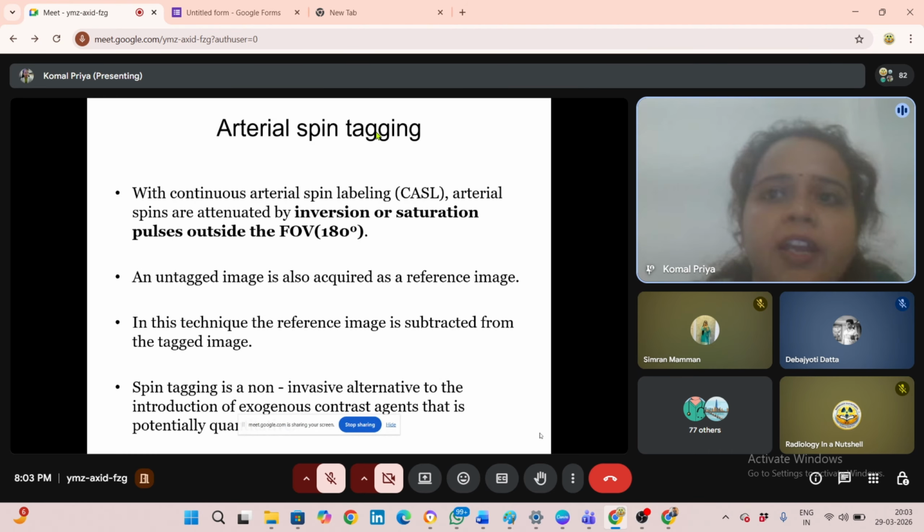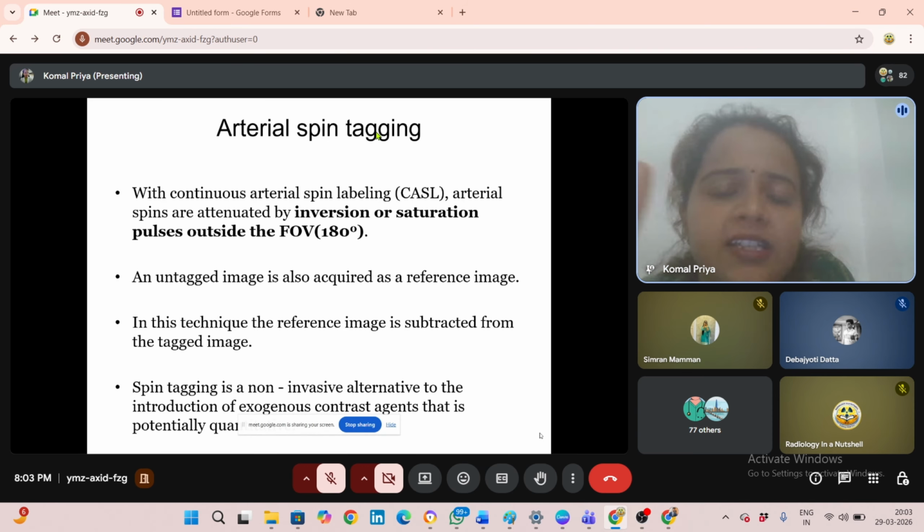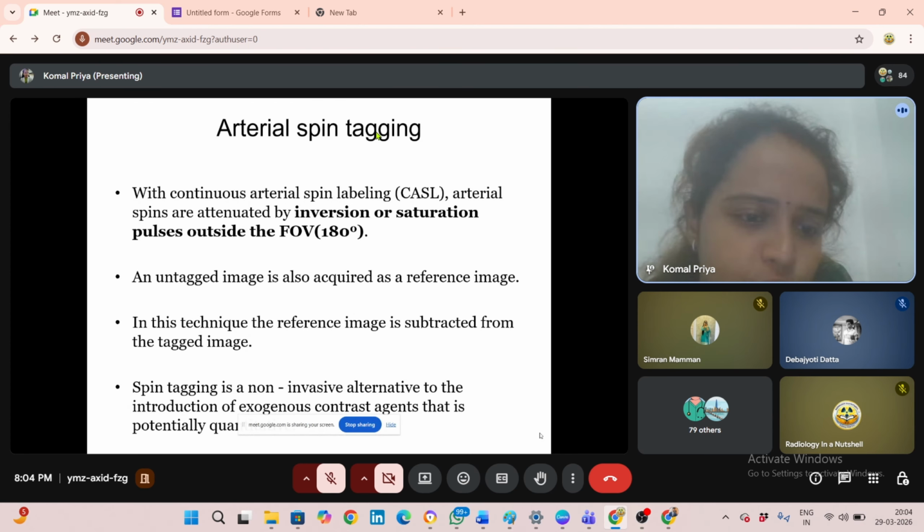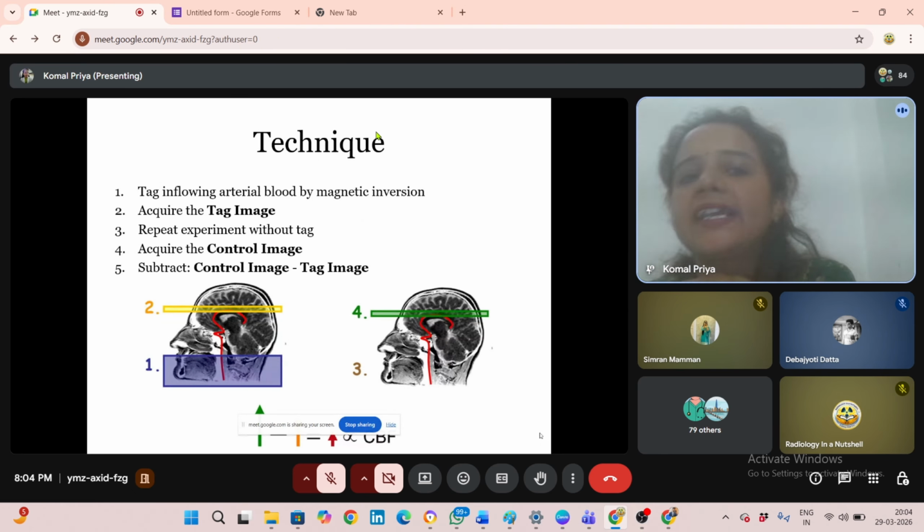Now, apart from these two methods, we have arterial spin labeling, where an inversion sequence will be used outside the FOV. I've already discussed this. A 180-degree pulse will be applied, and two images will be seen, the arterial labeled image and the unlabeled image. The labeled image will be acquired, and the untagged image will also be acquired as a reference. After that, the reference image will be subtracted from the tagged image. This is the technique.